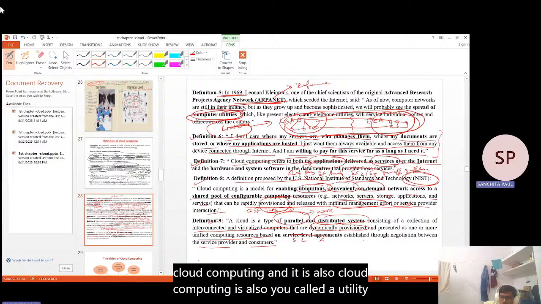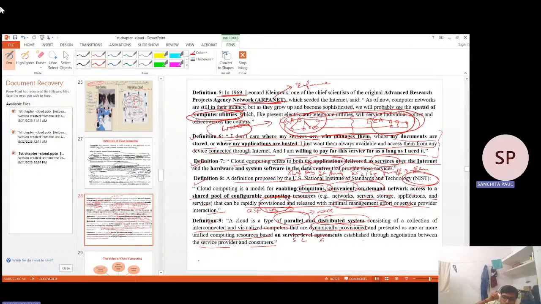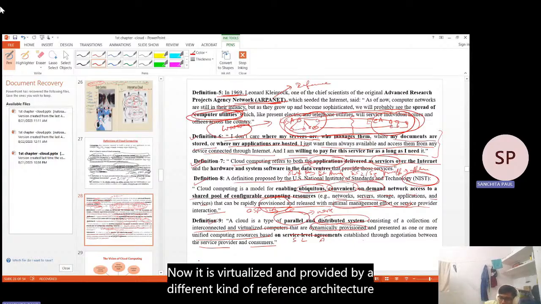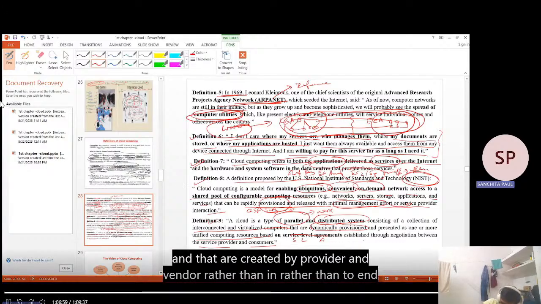And cloud computing is also called utility computing. ये हमने पहले ही बता दिया था, because whichever IT services we are using now are virtualized and provided via different kinds of reference architecture, and they are created by providers and vendors rather than by the end user.